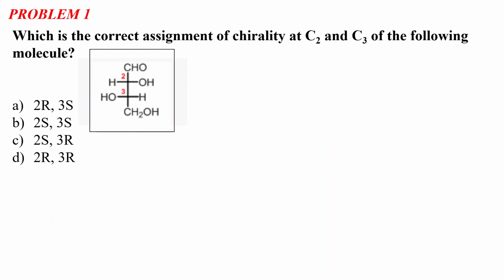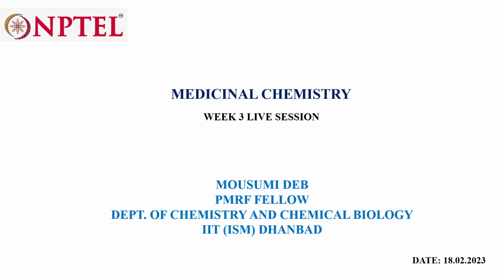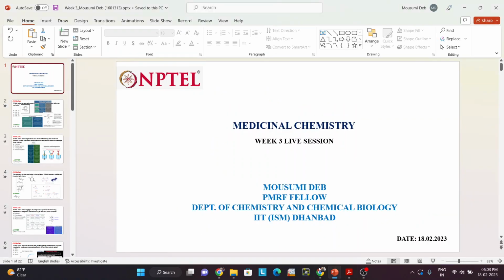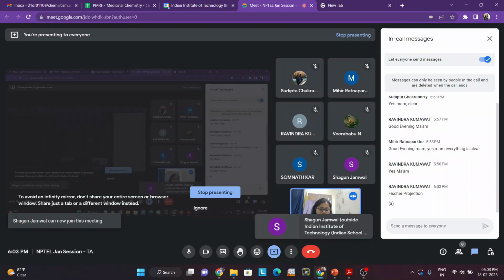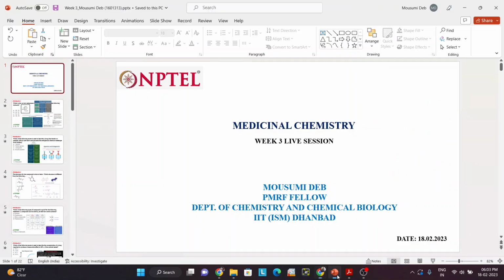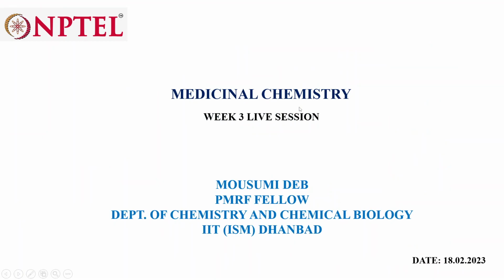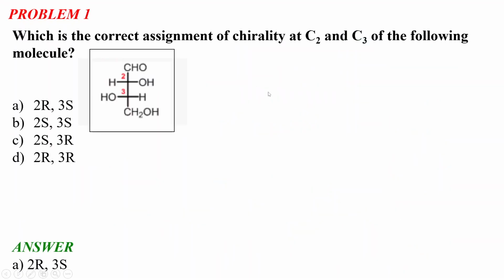So this is called the Fisher projection, and this is the most common way to represent sugar molecules, the carbohydrates, like glucose and fructose. So we have one answer which says A. Let's see what the correct answer is. The correct answer is A, 2R3S. Now we have to find out why number 2 is R and number 3 is S.